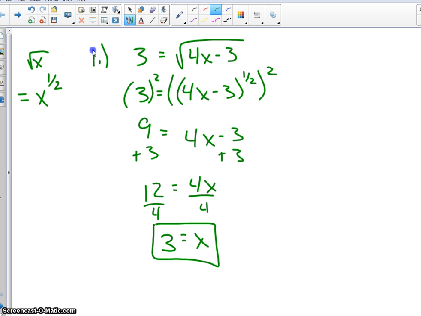So basically what you want to do is, if you change it first to the fractional power, square both sides. Some of you might realize, once you get good at this, in the first step right here, rather than writing it as a half power, you can just square that.